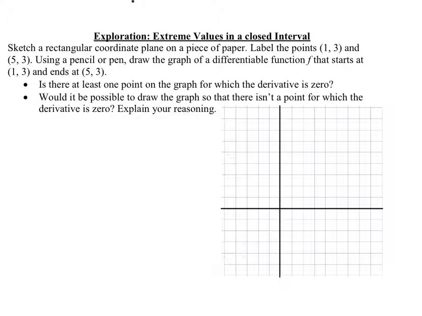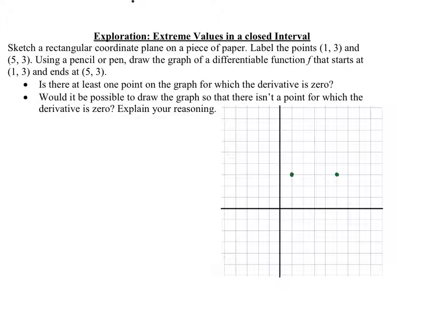So from 1, 3 to 5, 3, draw a differentiable function. Make a V? That is not differentiable. Why is that not differentiable? There's a sudden change. Yeah, so that one will not work. Any other ideas of how we could draw one where we wouldn't get one? One that isn't a function? Well, then it wouldn't be a function. A straight line. Okay?